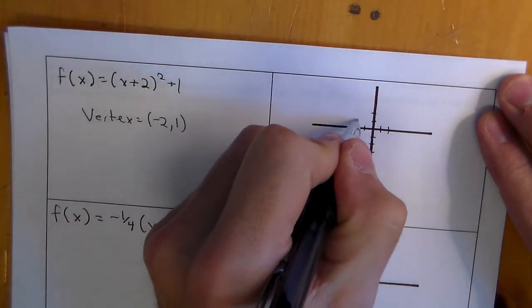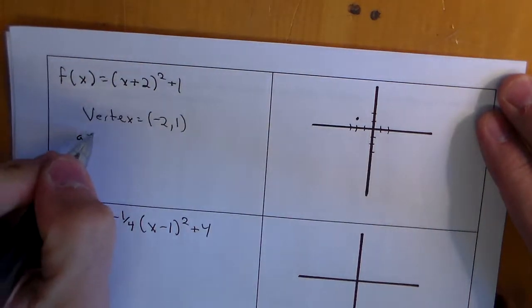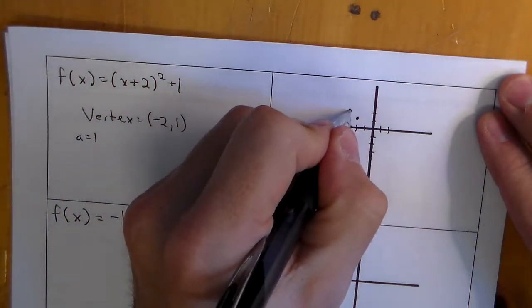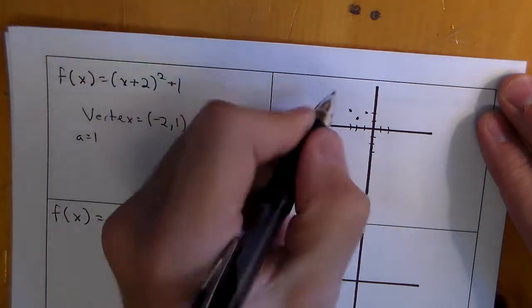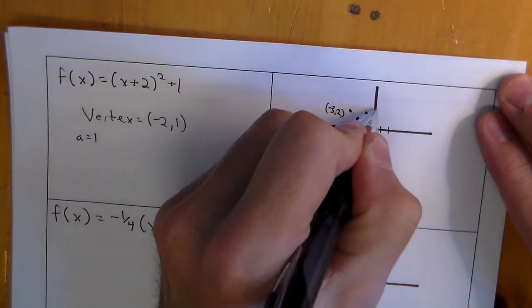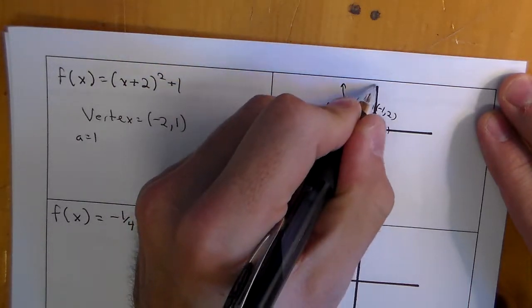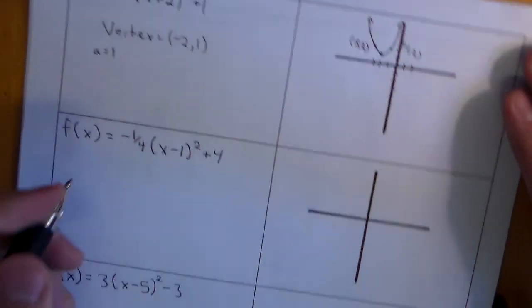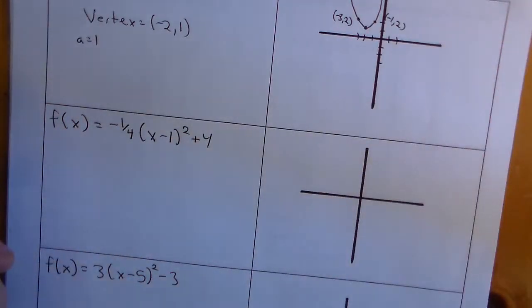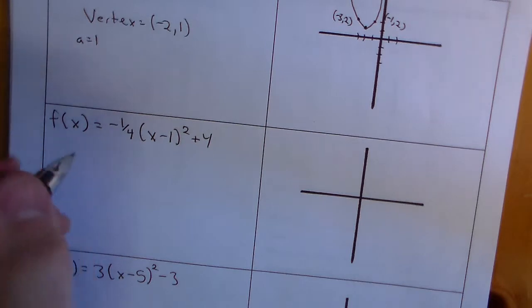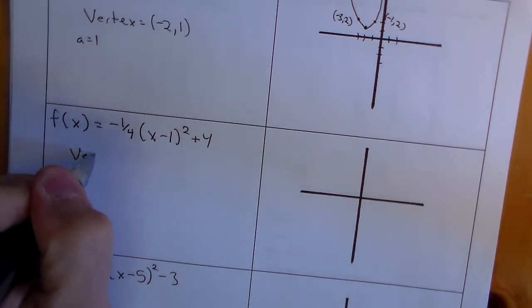So we go left 2, up 1. Now our a value is 1, so I'm going to go up 1 unit on either side. So that's negative 3, 2, and negative 1, 2. There's my parabola. Next we have negative 1/4 out in front of x minus 1 squared, and then plus 4.